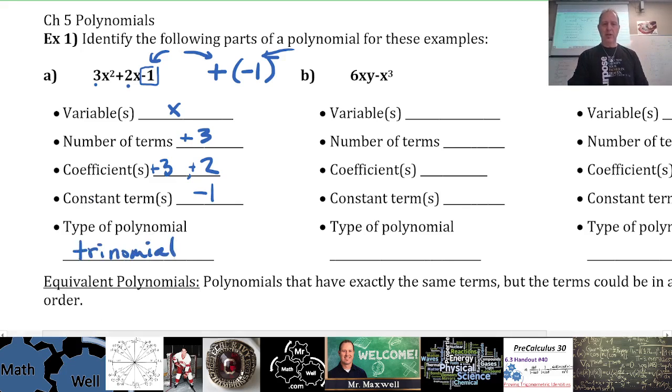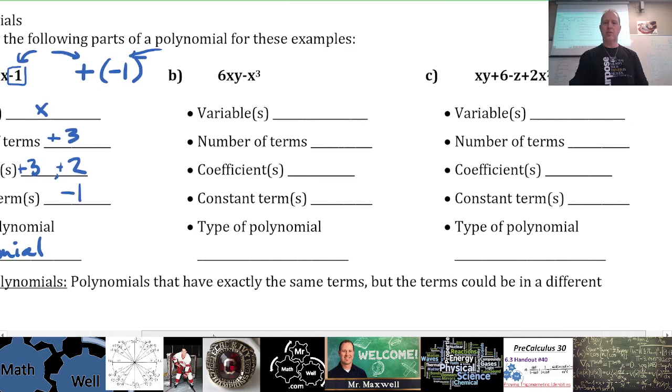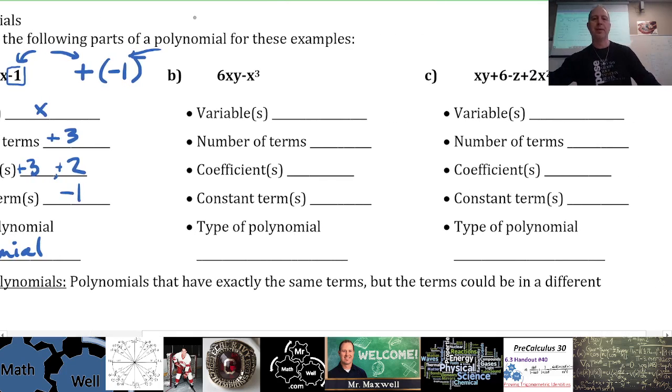Okay. I'm going to do one more with you, and then I'm going to give you the third one to do on your own, and we'll see how you do. So one more I'll do with you.